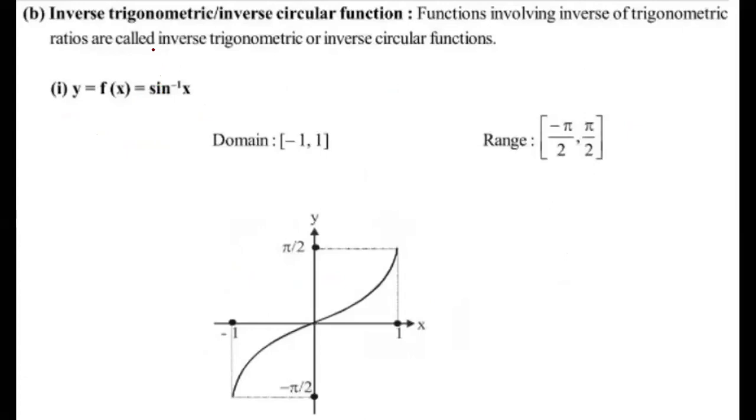Now come to the point, inverse trigonometric functions. So functions involving trigonometric ratios are called inverse trigonometric functions. So y is equal to sin inverse x is the graph. We cannot extend up to here only, dear students. Don't expand this one. Up to -1 to 1 is the domain. See carefully, the range is minus pi by 2 to pi by 2.